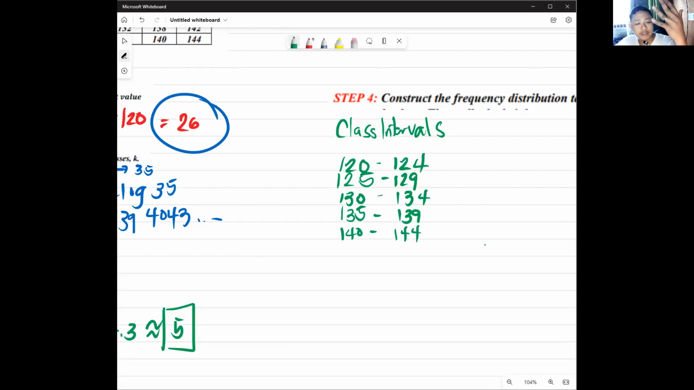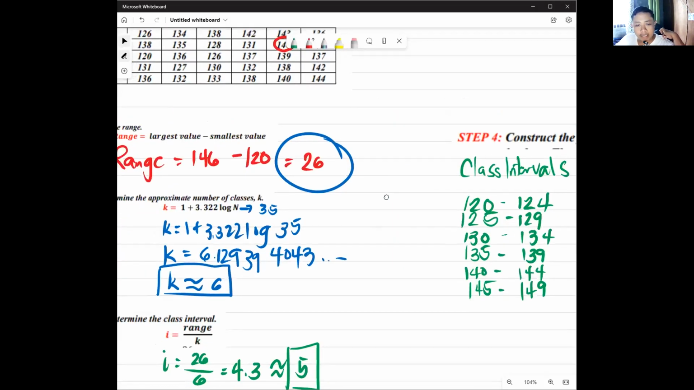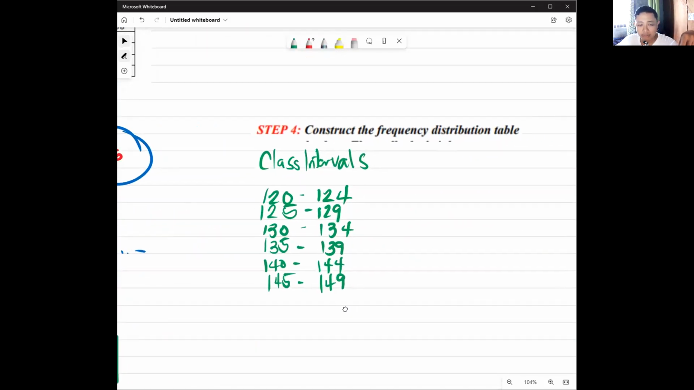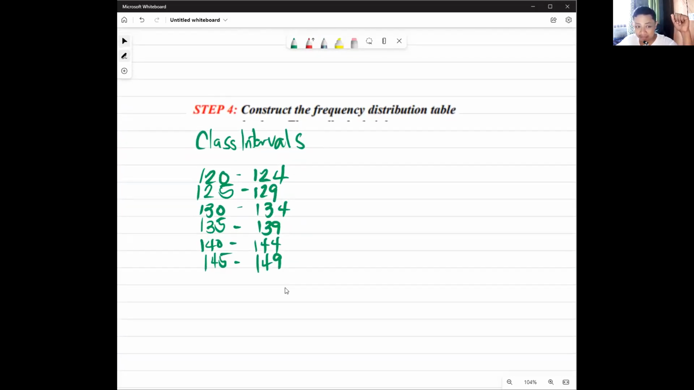Remember, 140 is already included in the counting of the intervals. And finally, 145 to 149. Okay? You will only stop once you already got a range for your largest value. In this case, when we got 145, pasok na si 146 dito, so we will end there already. Because there's no sense if we will be adding more intervals kasi wala na silang gamit. Okay? So that's it. That's for the class intervals.